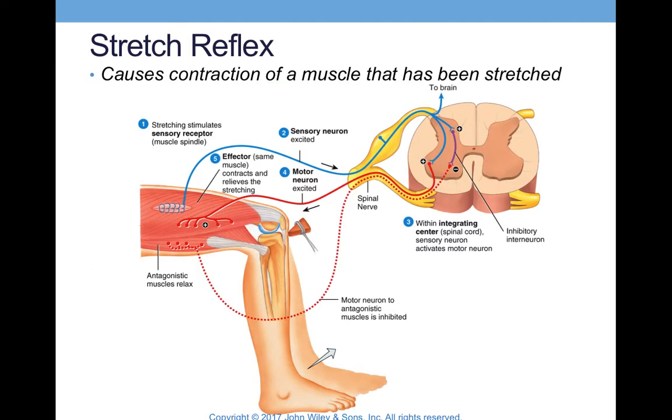All right, we have several different somatic spinal reflexes. They include the stretch reflex, tendon reflex, flexor or withdrawal reflex, and the cross extensor reflex.